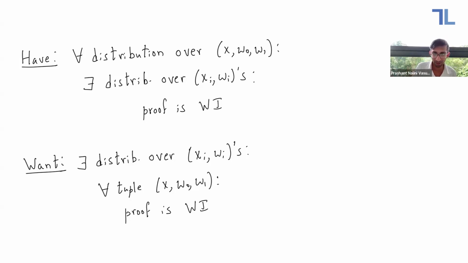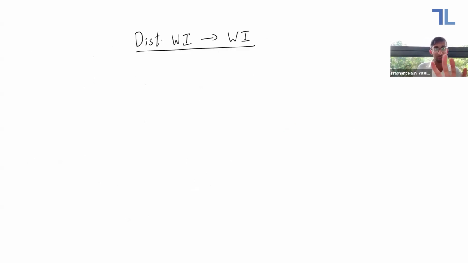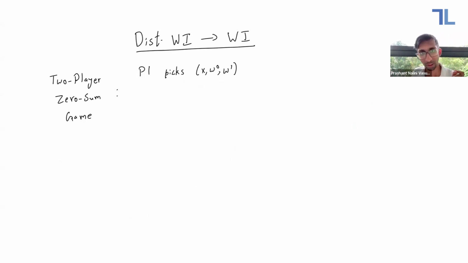And if you stare at this for a bit, you'll see that there's maybe a somewhat standard way of going from one to the other, which is to use a min-max based argument, right? So let me say how this will go. This is what I start with, this distributional witness indistinguishability. I want actual witness indistinguishability. To do this, I'm going to set up this game, okay? This two-player zero-sum game, and it has to be zero-sum for me to do what I want to do.